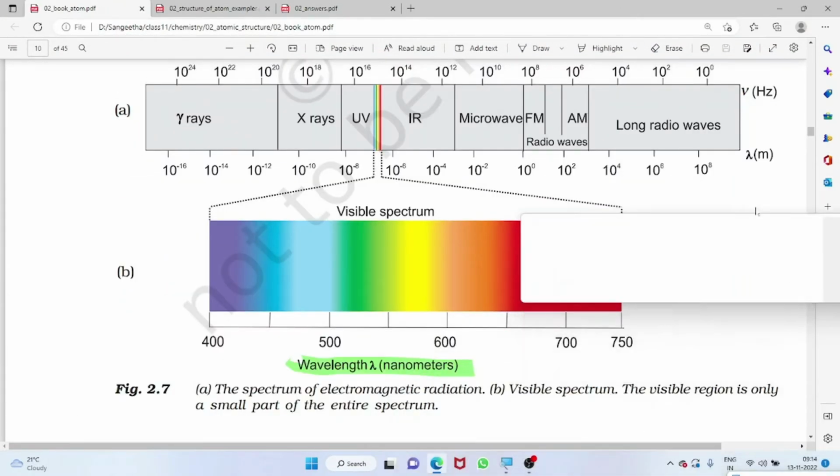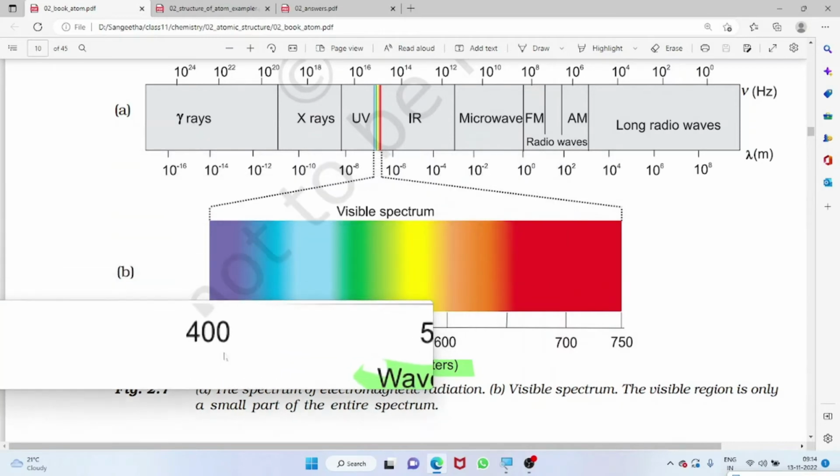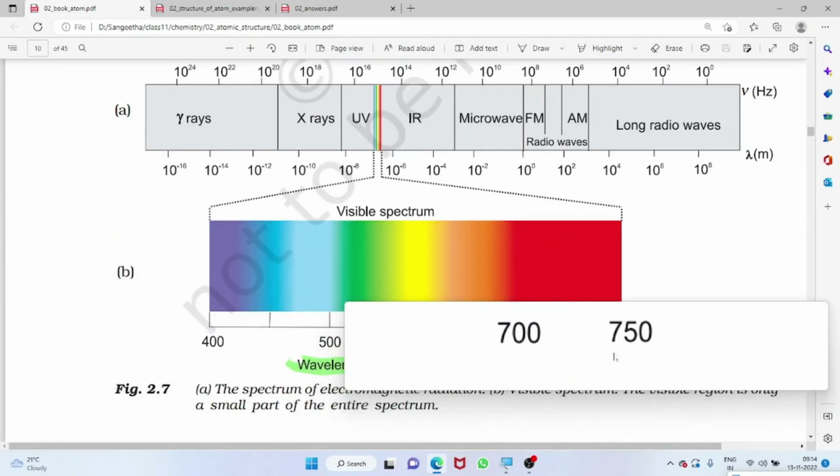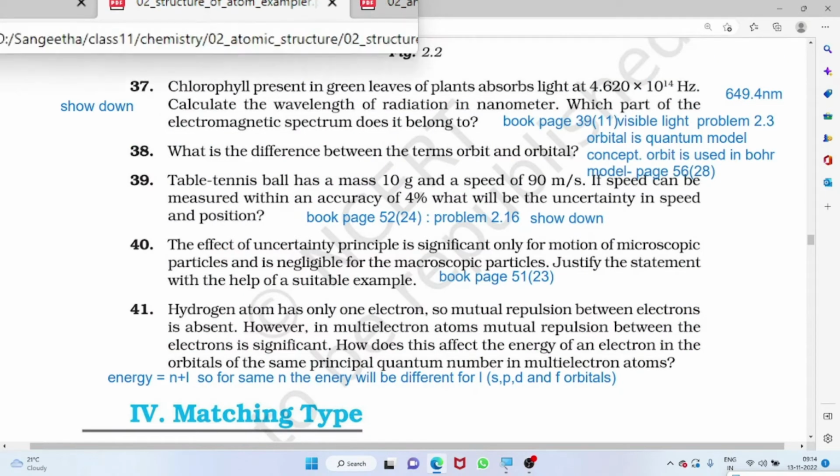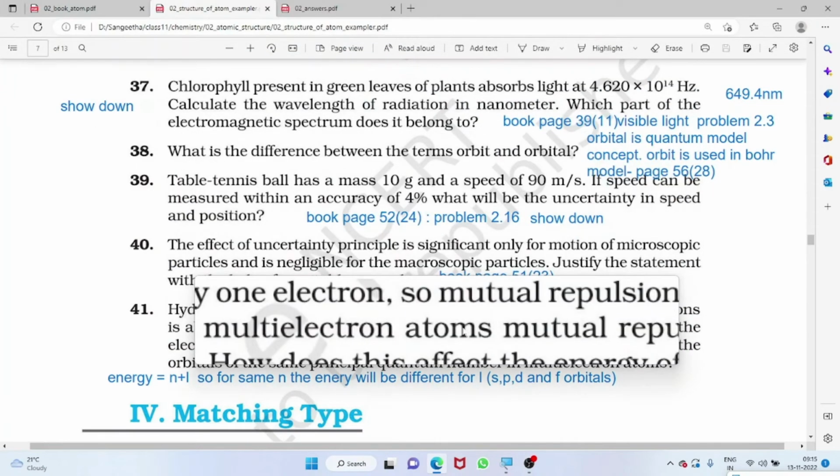See here, this is the visible spectrum. It starts from 400 nanometer to 750 nanometer. So this is part of the visible spectrum.